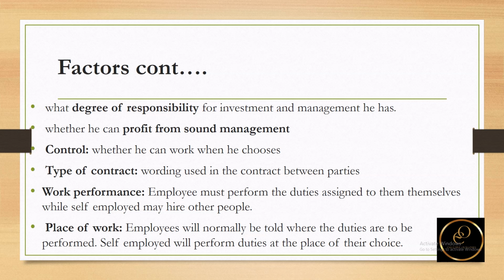An employee must perform the duties assigned to themselves, while a self-employed person may hire other people. Okay, that is how it is done. You can be a contractor, you employ other people to come and do the bricklaying, for instance, or the works, whatever the case may be. You can be a contractor to repair a car, you go and hire mechanics to do your work. But if you are employed as an accountant, you yourself are supposed to do the work. You cannot stay away and bring other people to come work for you as an accountant.